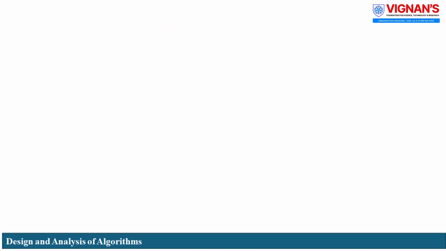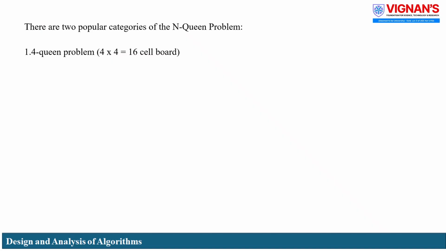Now, let's look at two popular categories of the N-Queen problem. The first one is the 4-queen problem, which uses a 4x4 chessboard with 16 cells. The second one is the 8-queen problem, which uses an 8x8 chessboard with 64 cells.